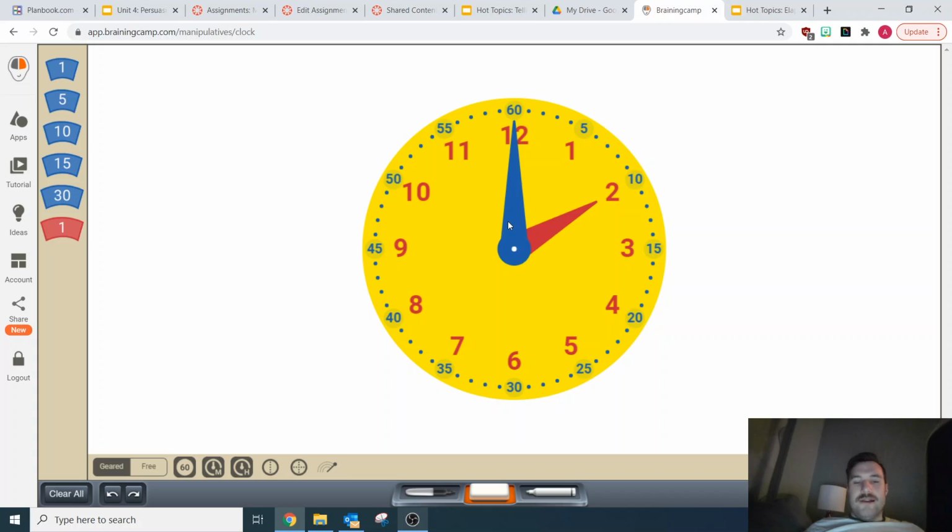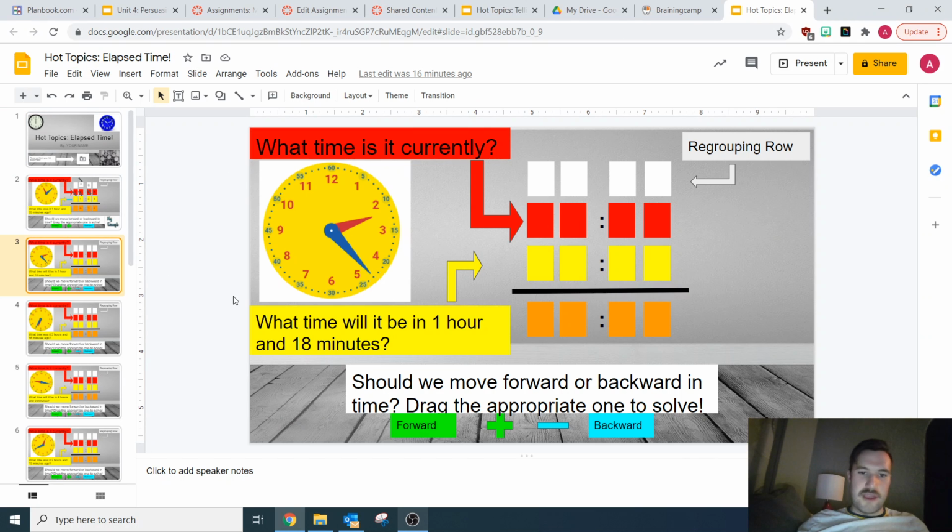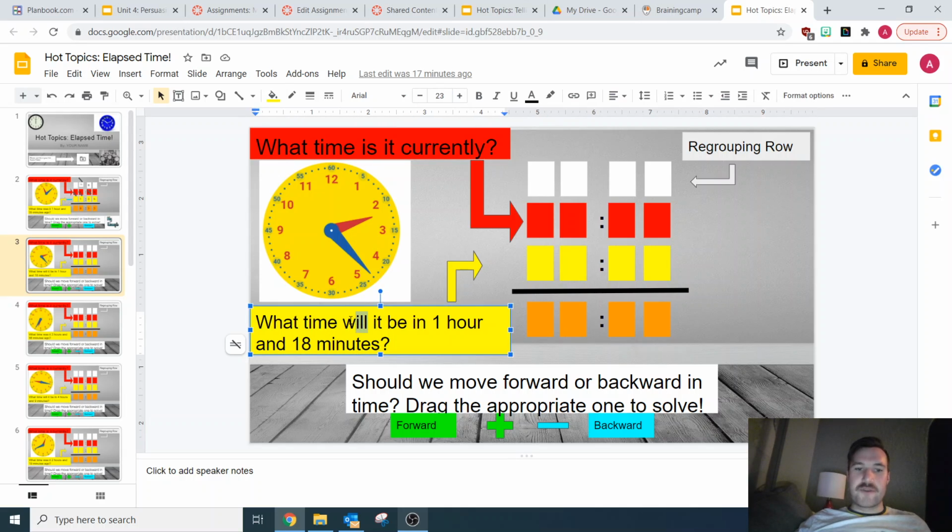Now, there are some keywords that I want to point out to you that you'll be thinking of. So as we're thinking of elapsed time, my question here is, what time will it be in 1 hour and 18 minutes? If we're saying what time will it be, we're talking about the future. So do we need to move forward in time, or do we need to move backward in time? So if it says will, then we probably need to move forward. What time will it be? Then we need to move forward in time.